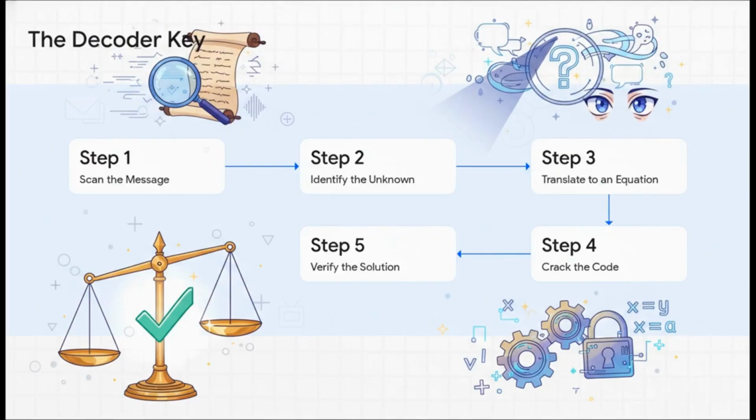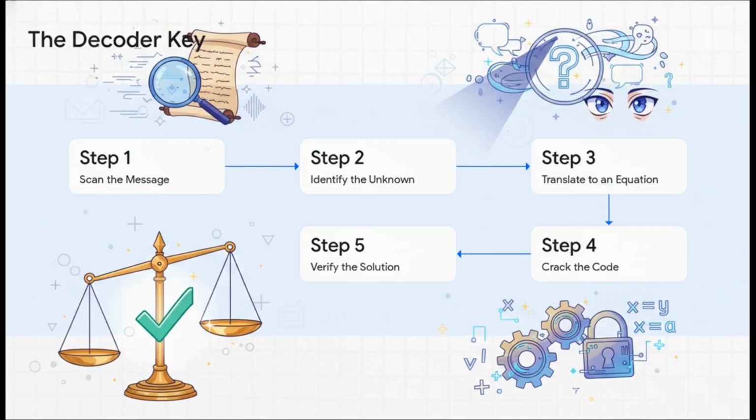So this is it. This is our key. First, we just scan the message, read the problem carefully. Second, we figure out what the big mystery is. We identify the unknown. Third, we translate the words into math. Fourth, we crack the code by actually solving the equation. And then, and this is super important, step 5, we verify our solution to make sure we got it right.